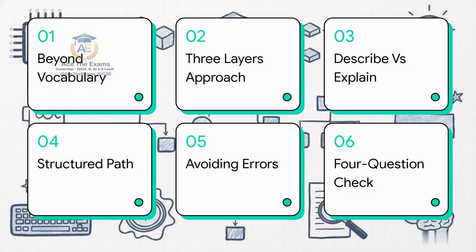Here is our roadmap for today's explainer. First, we will move beyond simple vocabulary. Second, we'll explore the 3 layers approach. Third, we'll tackle the massive difference between describe versus explain. Fourth, we'll build a structured solution path. Fifth, we'll learn to avoid common errors. And finally, we will arm you with the 4-question check.